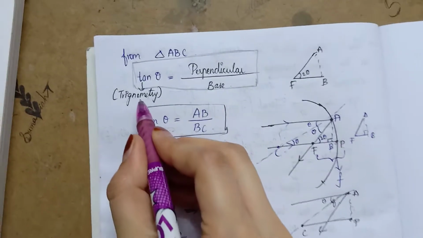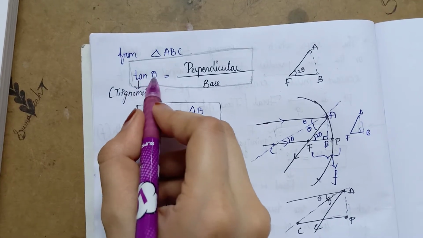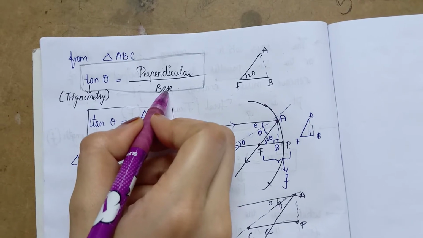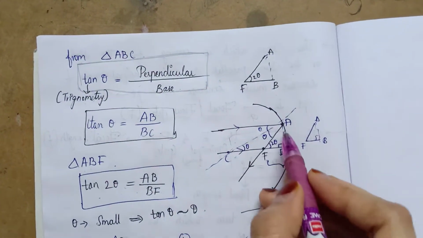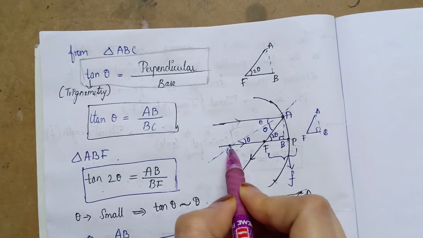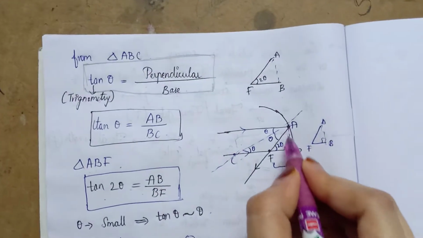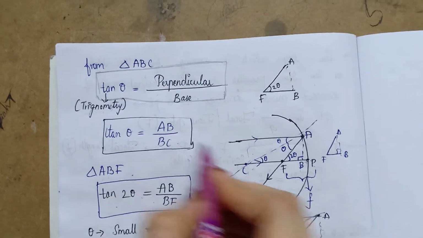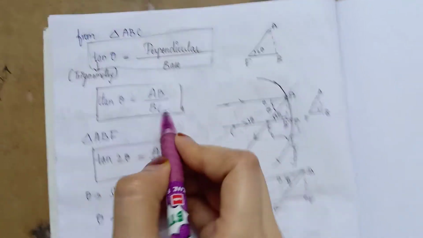First of all, from trigonometry, one formula was there, that is tan theta is equal to perpendicular by base. I hope you all know, because you are math students also now. So from the triangle ABC, tan theta is equal to perpendicular by base, and this is our perpendicular AB. So the perpendicular is AB and the base is BC, which means tan theta is equal to AB by BC.